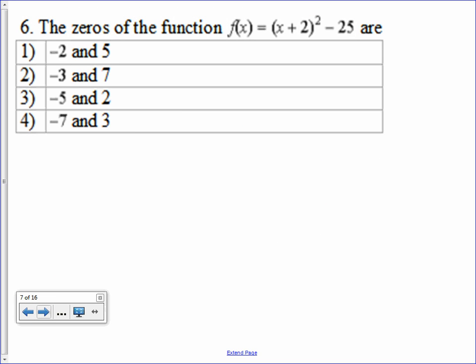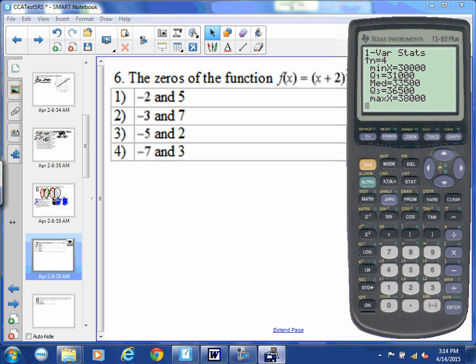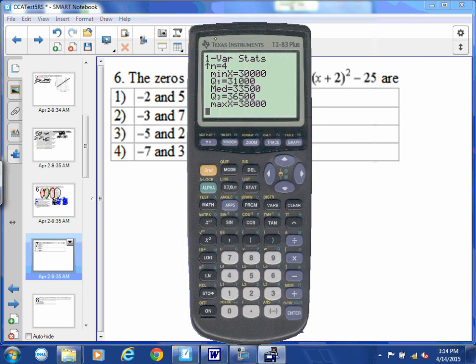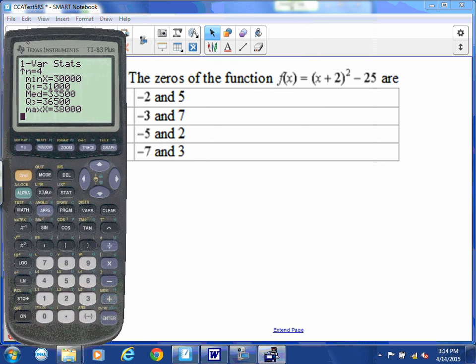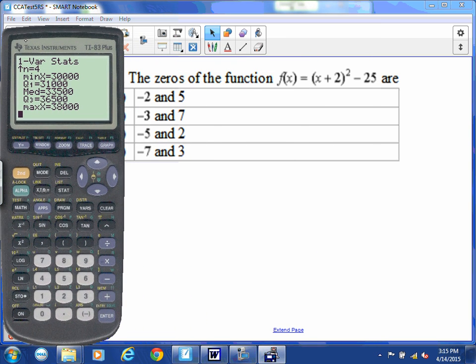Number 6, the zeros. Well, if you know your song, you know that the roots and the zeros are the same thing, and the zeros hit the x-axis. There's 2 ways to do this, just like number 1. This is the same type of problem as number 1. Number 1 we did algebraically, but this one I'm going to do graphically.